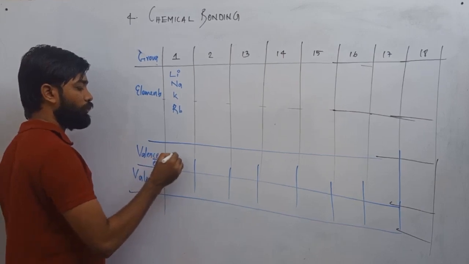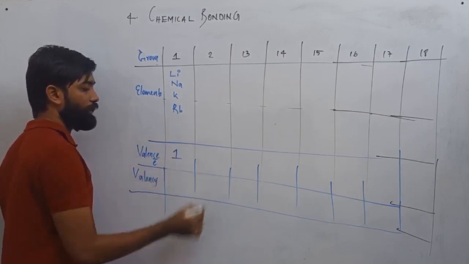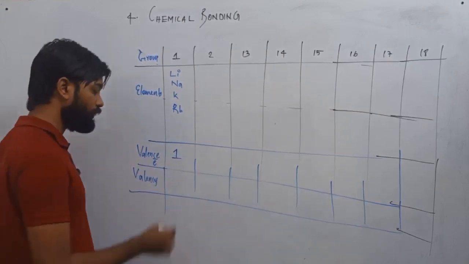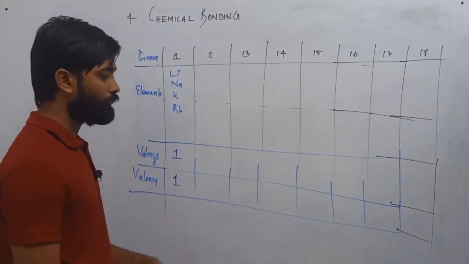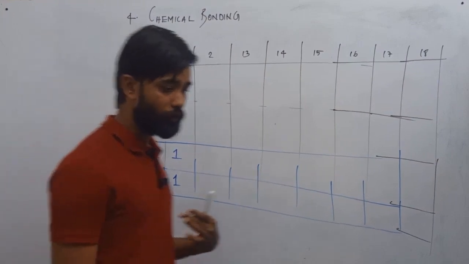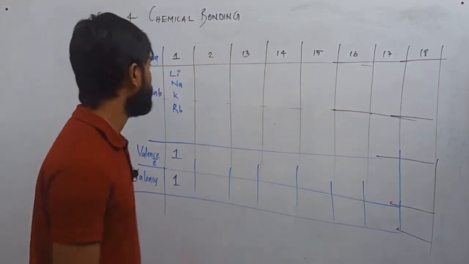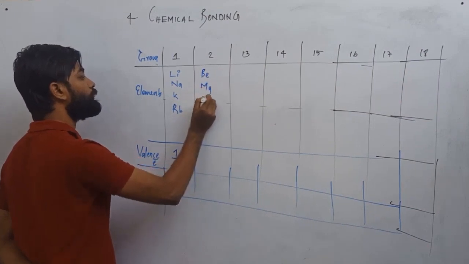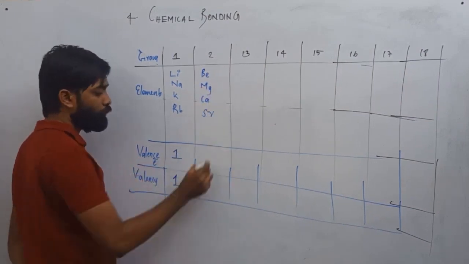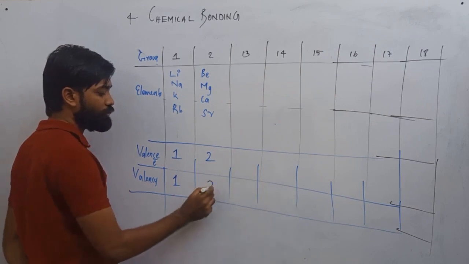For the valence electron of the first group, that is 1, it has 1 electron in the outermost shell, and the valency is also 1. Because we know the formula, either valency will be equal to n or it is 8 minus n. What about the second group? It consists of beryllium, magnesium, calcium, strontium. Valence electron is 2, valency is 2.